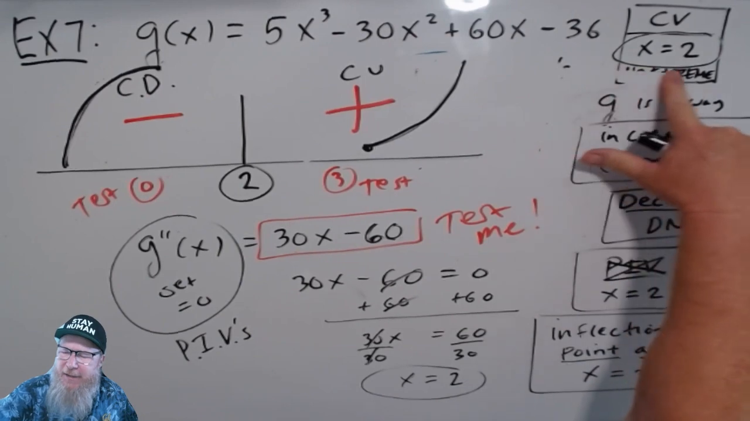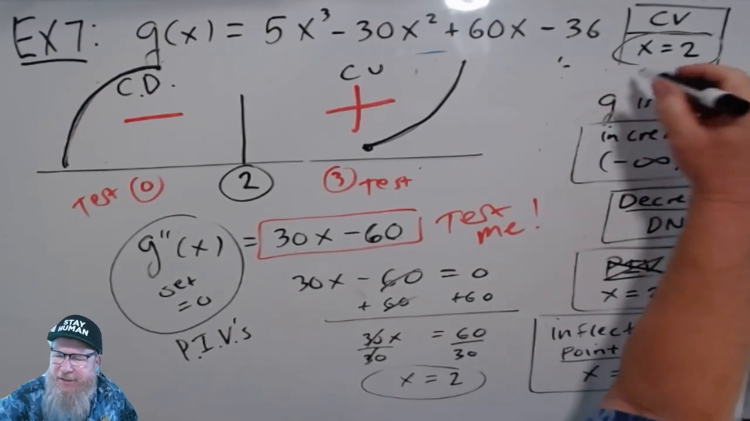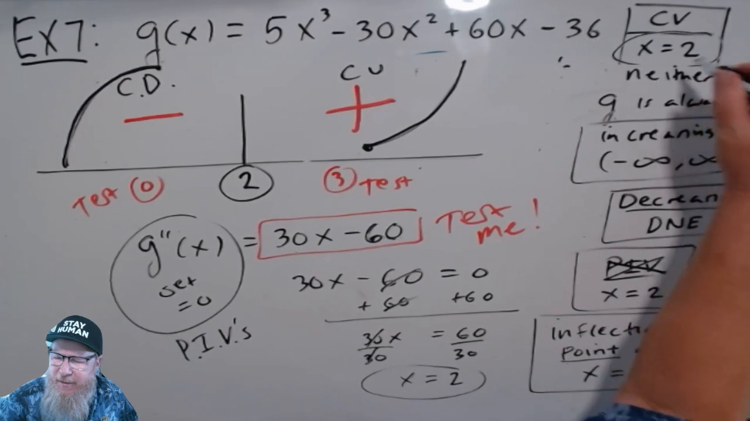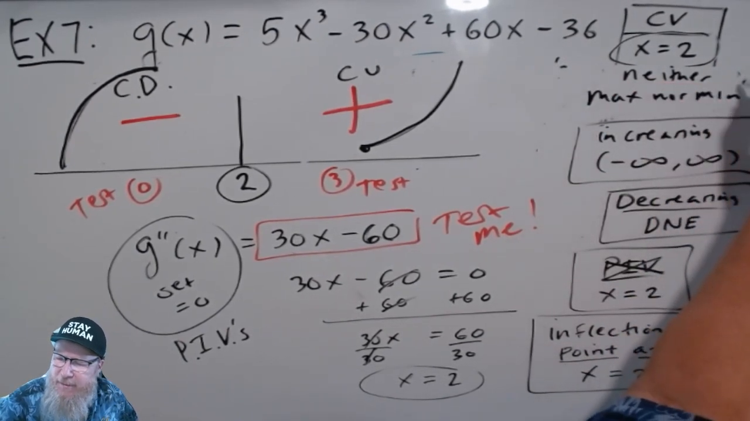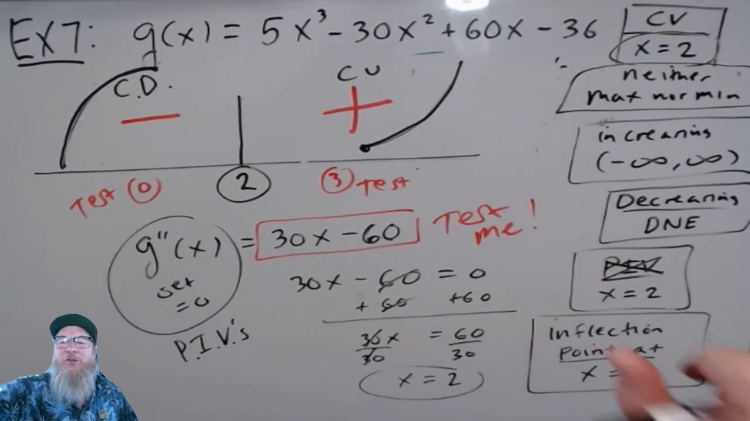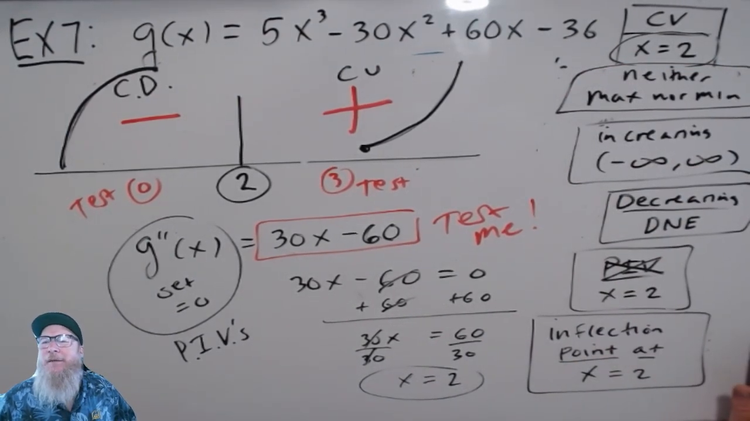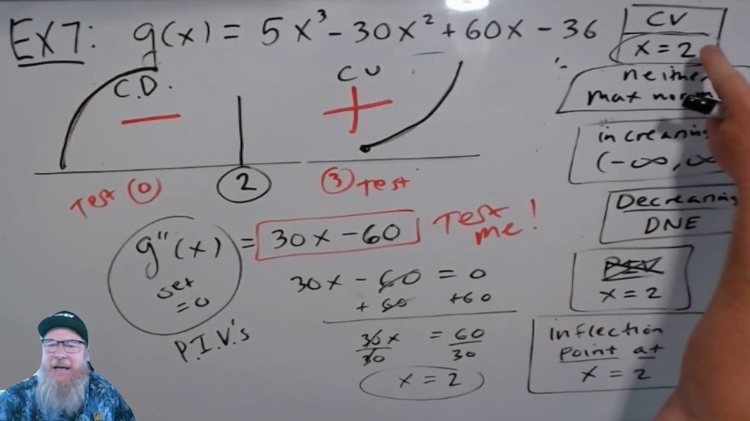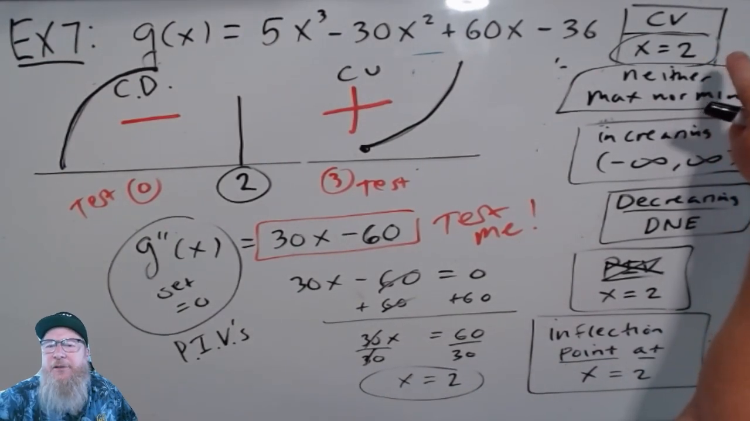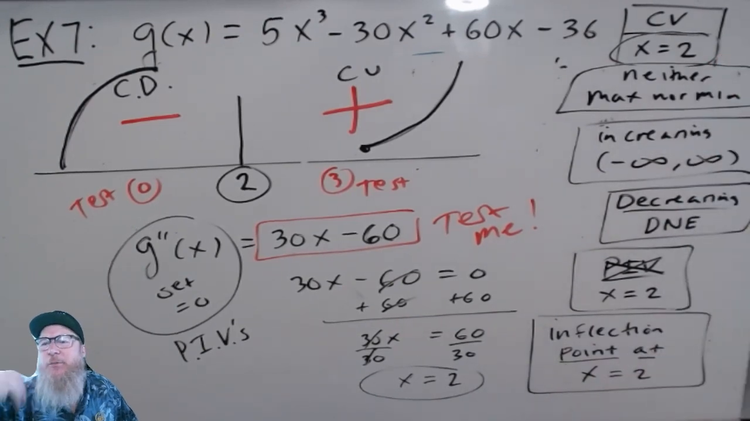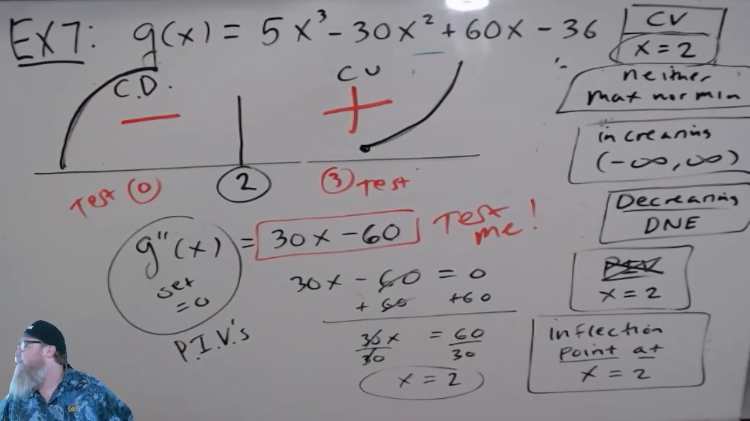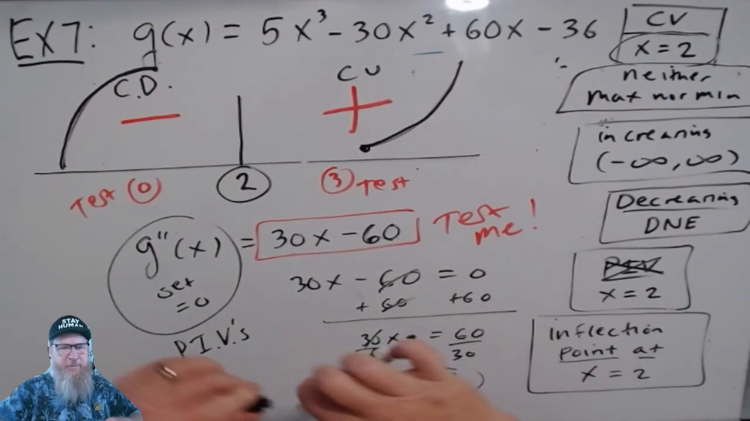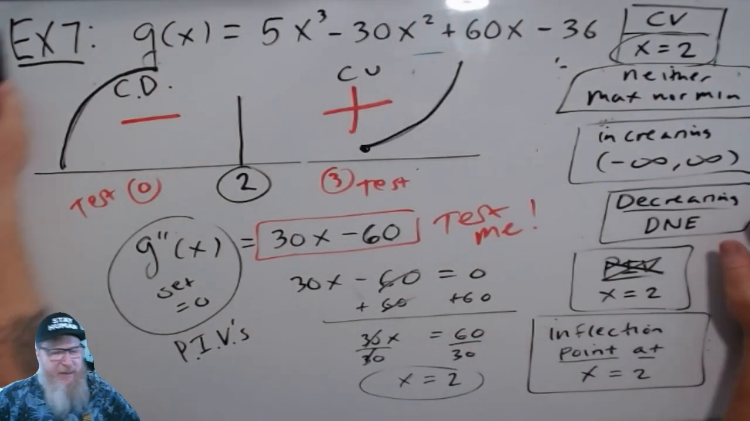So I should also mention that when a critical value is not an extreme, it is neither a max nor a min. Just so that in case it's a multiple choice menu, if that critical value was a max or a min, we call it a local max or a local min, select that. But in this case, you would select neither. All right. I think that does it for this example. Move on to example 8.